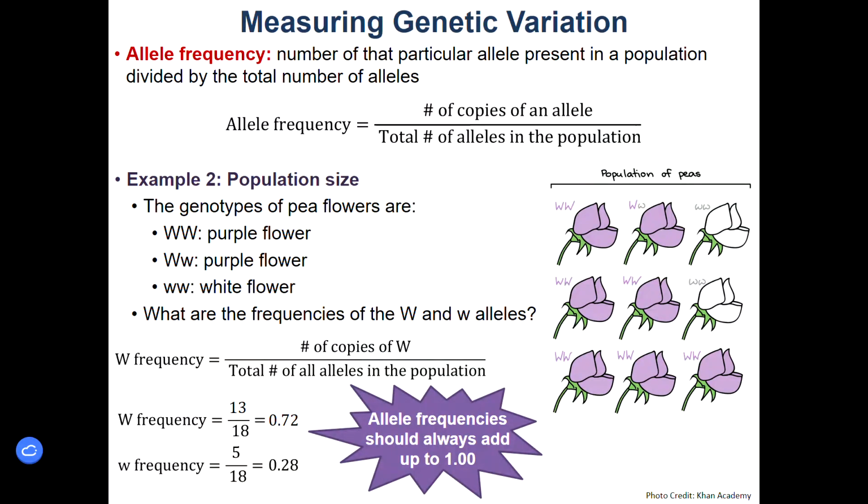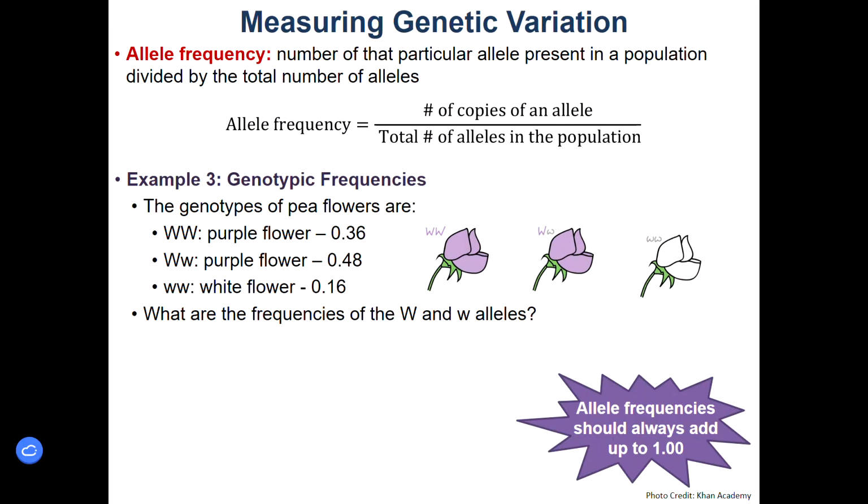So a great way to check your math on these problems is 0.72 plus 0.28 equal to 1? Yes. So at least you did your math right. Hopefully. So we know that 100% of our population is now represented in our allele frequencies.